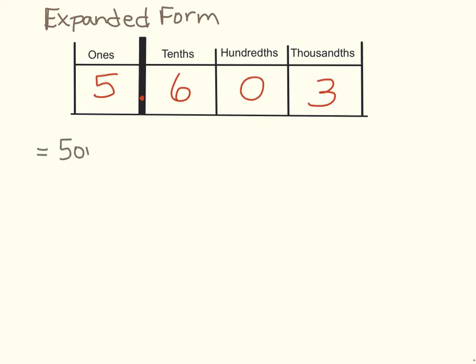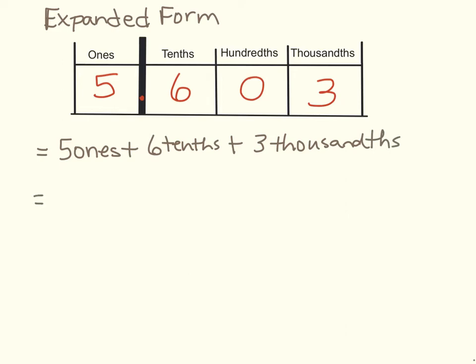This would be 5 ones plus 6 tenths plus, there wouldn't be any hundredths, so I can just leave that out, and then 3 thousandths. So that's number and word form. Next we'll do it in decimal form. It equals 5 plus 6 tenths plus, again I can leave the 0 hundredths out, plus 3 thousandths.